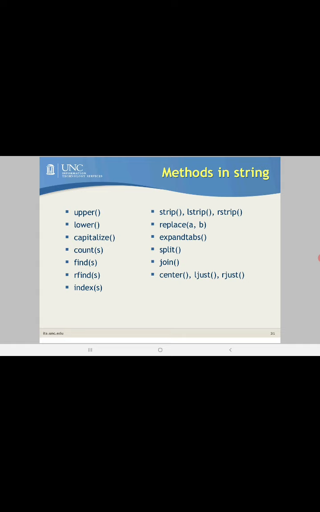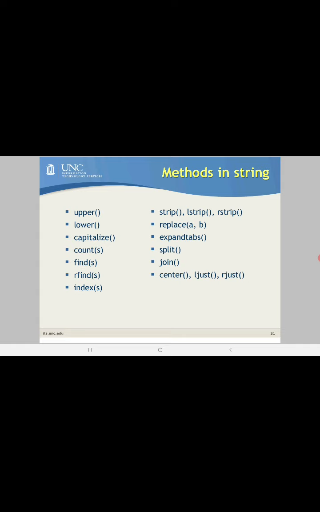Upper means to convert the given string into uppercase. Lower means to convert the given string into lowercase. Capitalize means only the first character of the string is displayed in capitals. Count means counts the number of characters or finds out the length of the string. Find means to find some characters in the string. Rfind means finding from the right. Index means to find the index in the string.